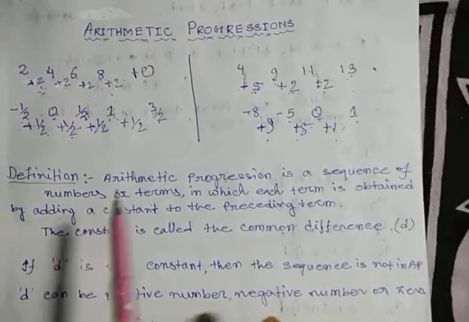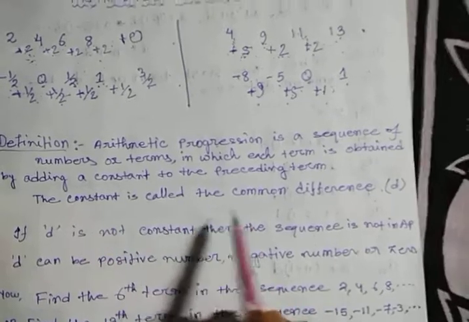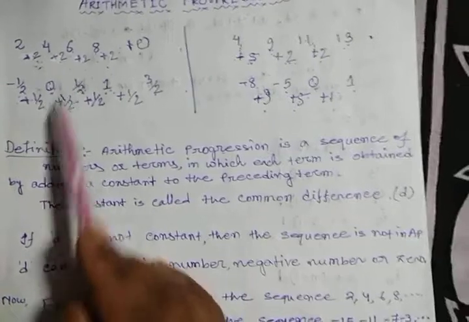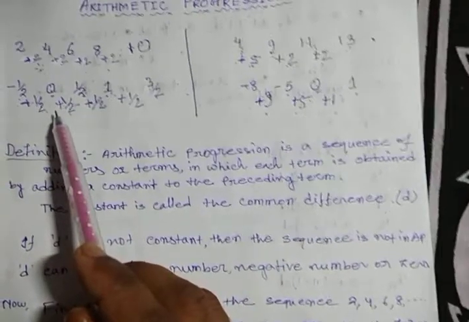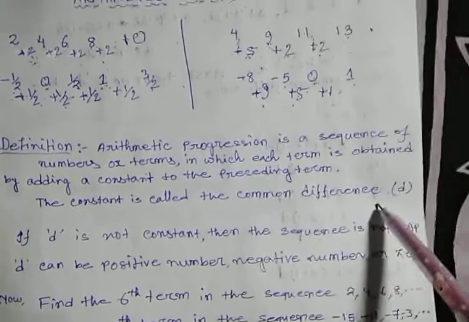So this is known as arithmetic progression, and the constant is called the common difference. The constant here, 2 or here half, is known as the common difference, and it is denoted by d.